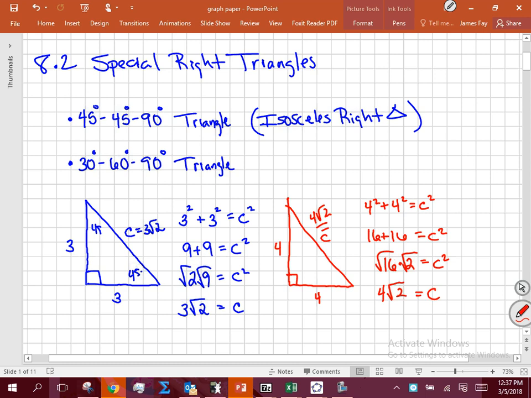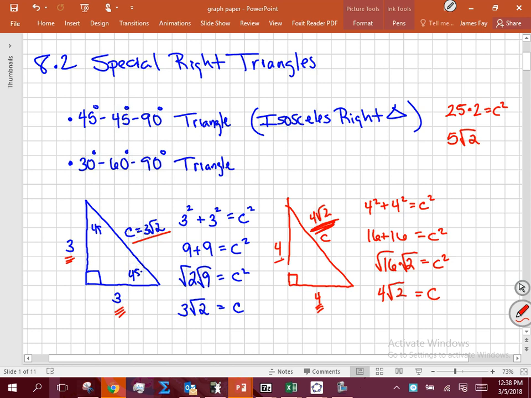Humor me here. What if this side was 5 and this side was 5? You're going to get eventually 25 times 2 is equal to C squared. What's the square root of 25? 5. The square root of 2 is the square root of 2. So if the sides are 5, the hypotenuse is 5 radical 2, correct? So what are you seeing here? What's the pattern of how that number, which is the same as that one, relates to that one?